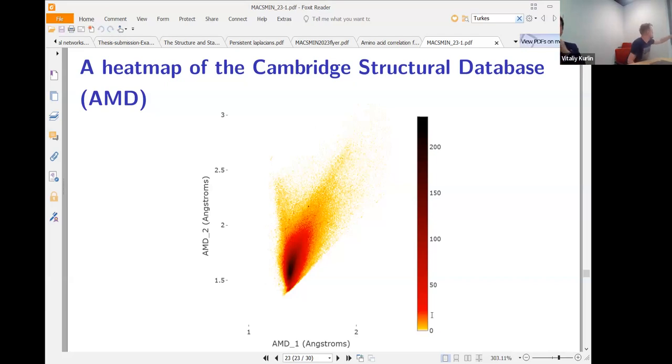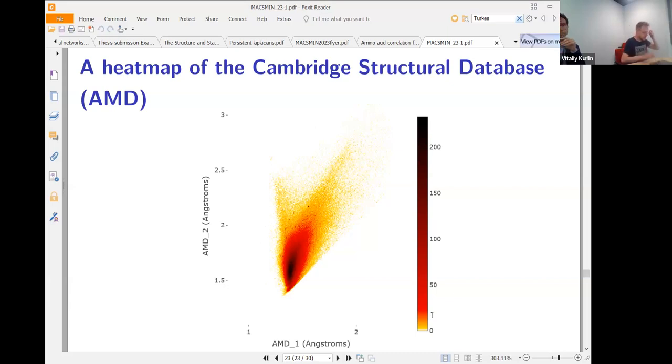Things don't tend to like to live near the line. They like to live in this dark spot. That's a very typical CSD molecule. And then you get this kind of smudge, and the upper right smudge is where you'll see all these heavy metal things. But there's a distinct gap between the smudge on the left and the smudge on the right. And that's not actually a coincidence.